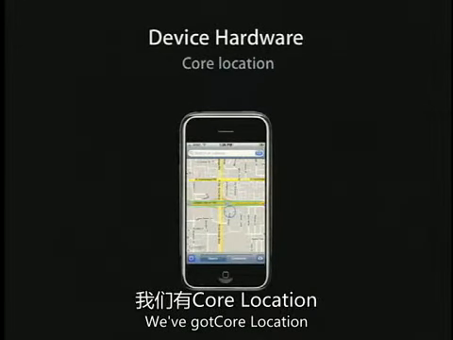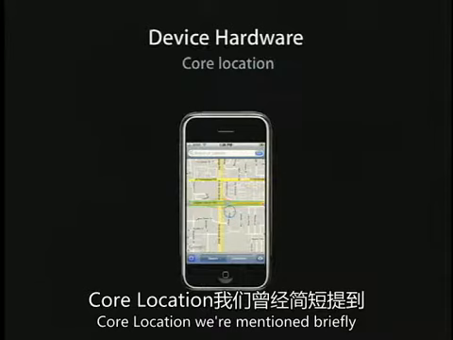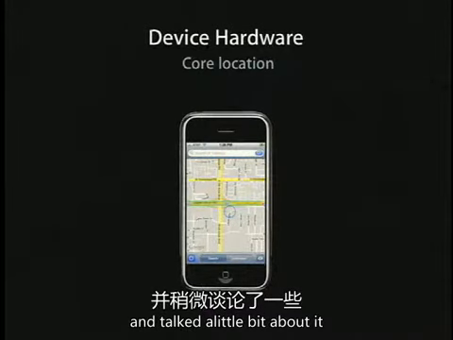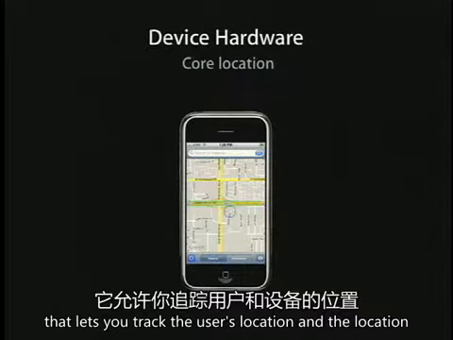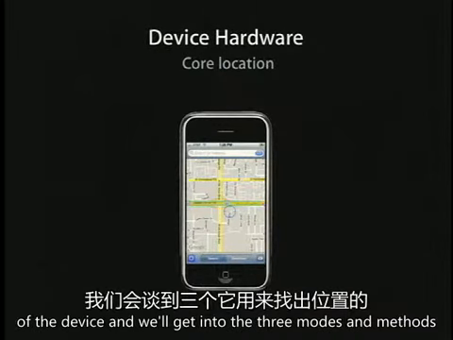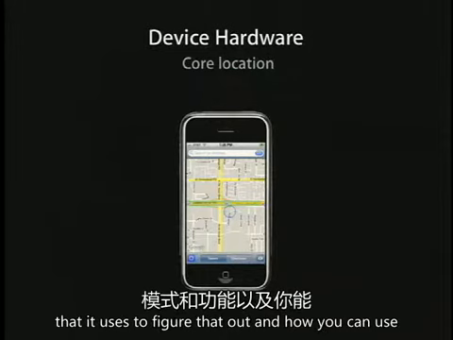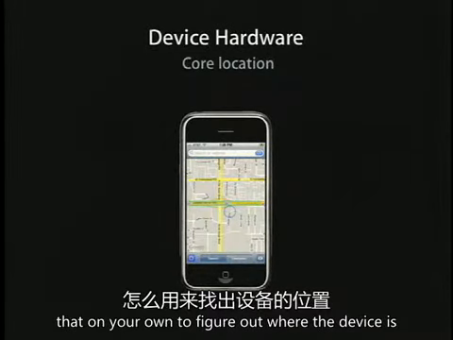We've got Core Location. We've mentioned it briefly and talked a little bit about it, but it's a new framework on iPhone OS that lets you track the user's location and the location of the device. We'll get into the 3 modes and methods that it uses to figure that out and how you can use that on your own to figure out where the device is.